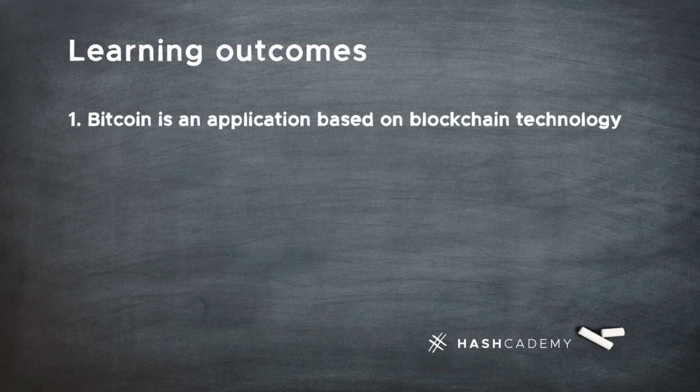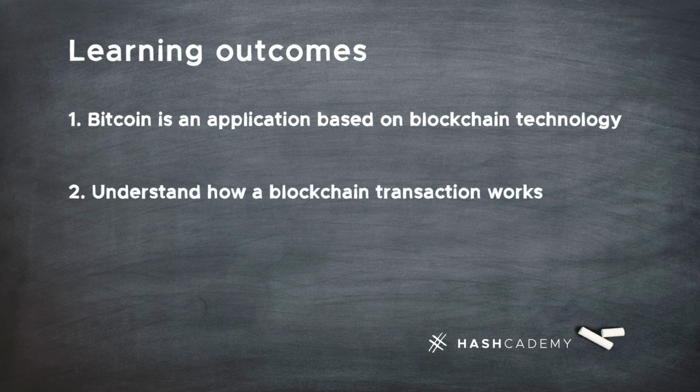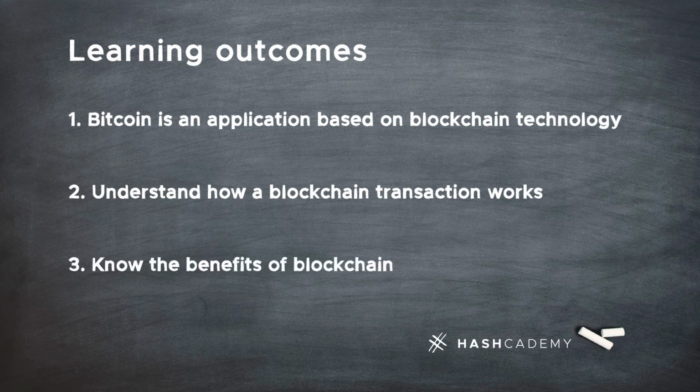So now you know that blockchain is not Bitcoin, but rather the underlying technology that supports Bitcoin as one of its many applications. You have also built the basic foundation in your understanding of how a blockchain transaction works, as well as some of the benefits it has compared to a traditional transaction with a centralized third party. In the next section, we'll take a deeper look into how a Bitcoin transaction works.